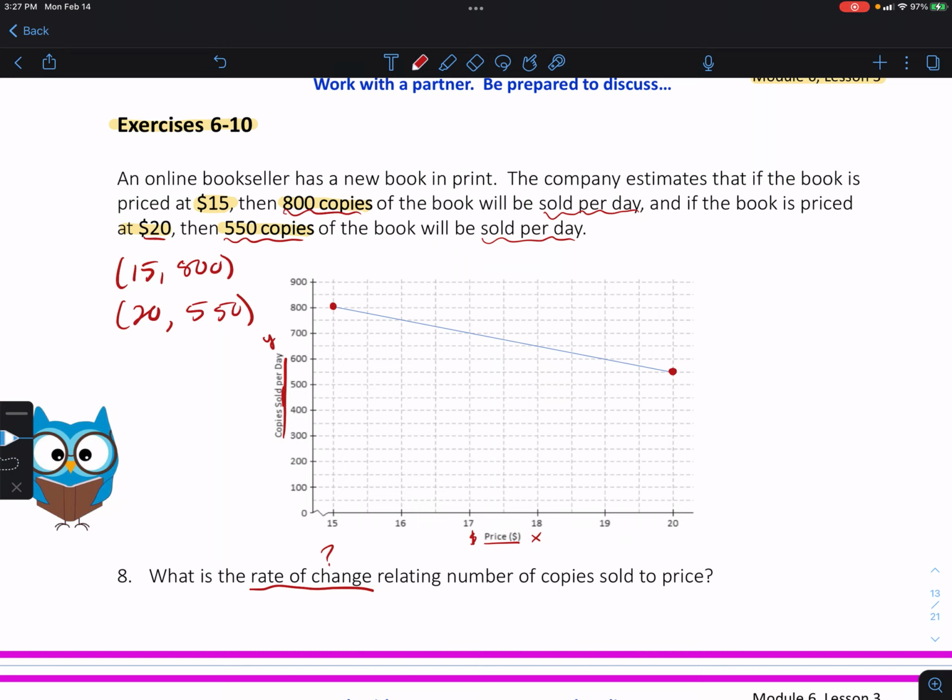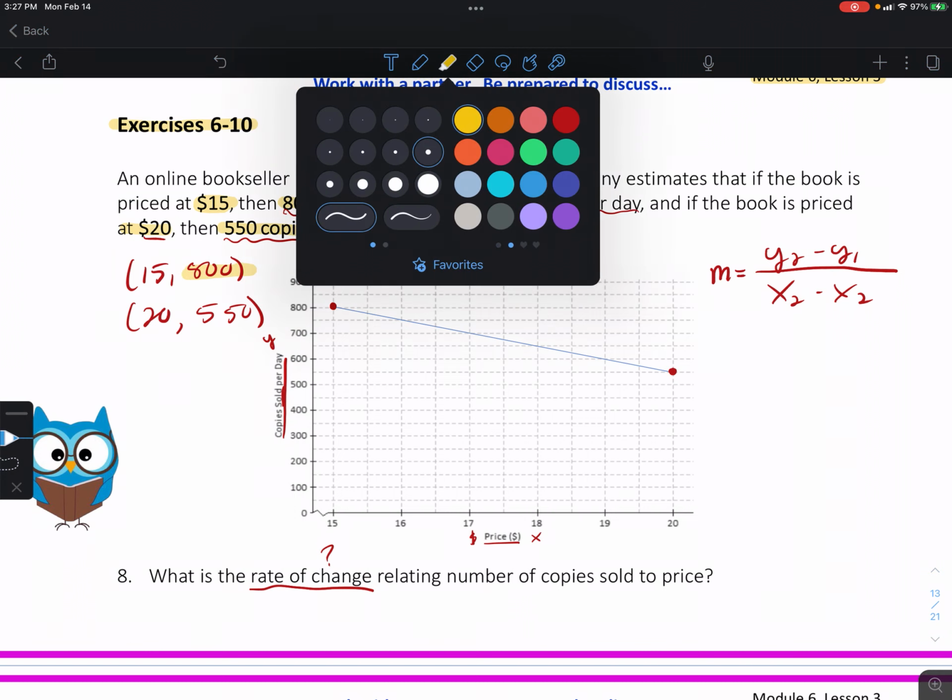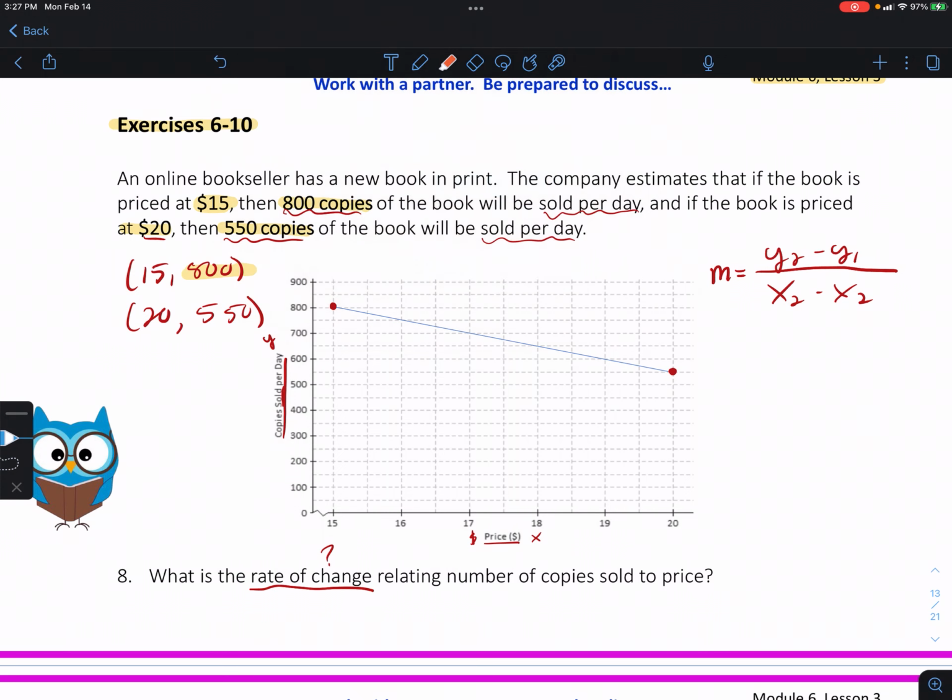What is the rate of change? Well, we actually need to calculate our rate of change here, and we can use our slope formula to do that. It's the change in y over the change in x. So I just need to find the difference between our values here. I'm going to do it the other way around because I like positive numbers. If I let this one be y1 and this one be y2, then my formula will be 800 minus 550. That will help me calculate the change from 550 to 800.